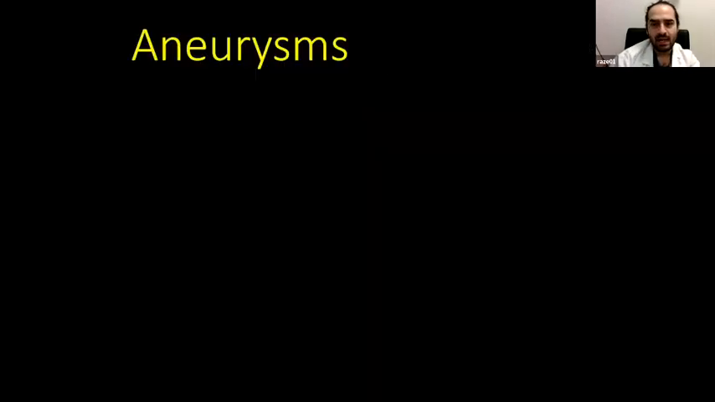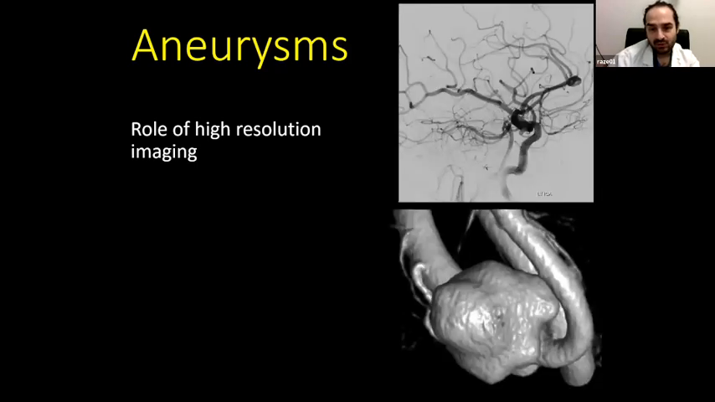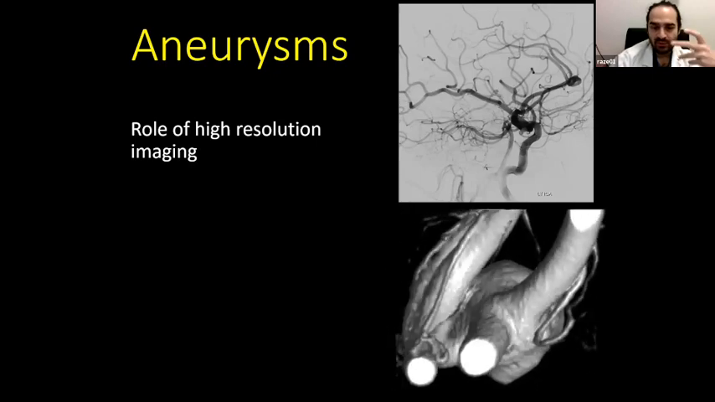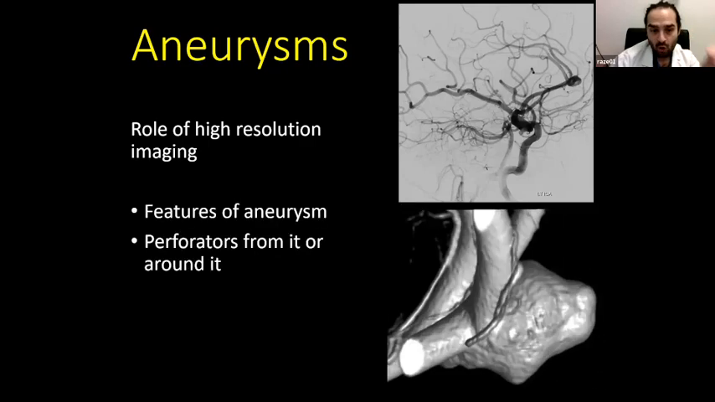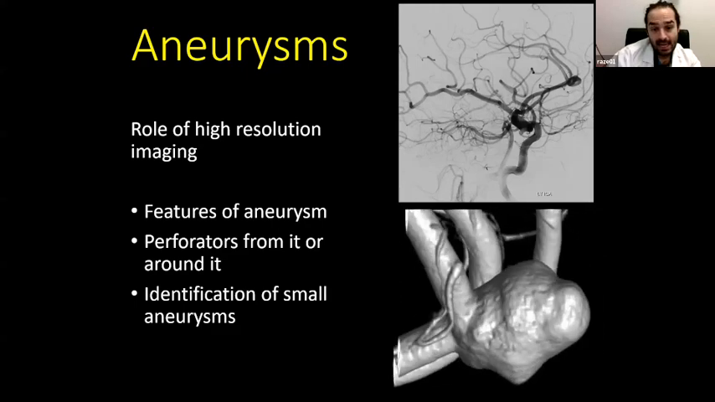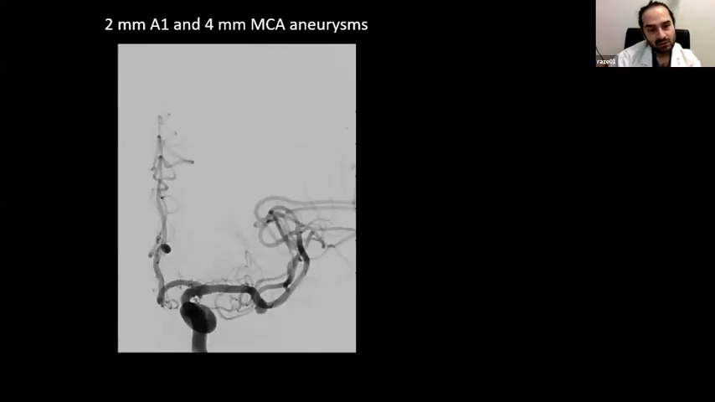So when we talk about aneurysm, the role of high resolution imaging is really to understand the features more. If you see this aneurysm of the pericallosal, you did this sort of imaging, look at how much more detail you get of the aneurysm shape, of the aneurysm morphology. Are there perforators from the dome or around the aneurysm? Is there an extra small aneurysm? And those are information that eventually can change the approach, because if I show you this patient with a 2 millimeter A1 and 4 millimeter MCA aneurysm, right? We can argue, do we need to do anything? What do we need to do? Probably just observe, right? Unruptured, right?